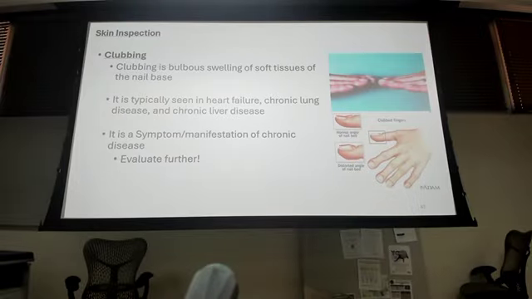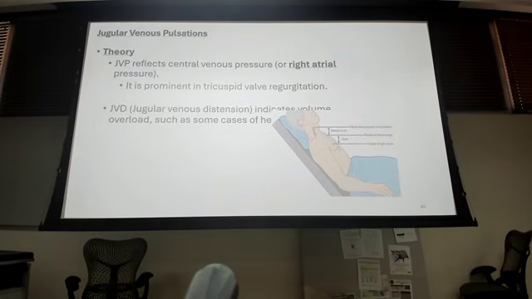Then we talked about clubbing, which is the distortion of the normal curvature of the fingernail bed, and how in clubbing this is a chronic change. So this is something that's been going on for a long time. It's not something that develops overnight. Okay, so this tells you that there's chronic disease.